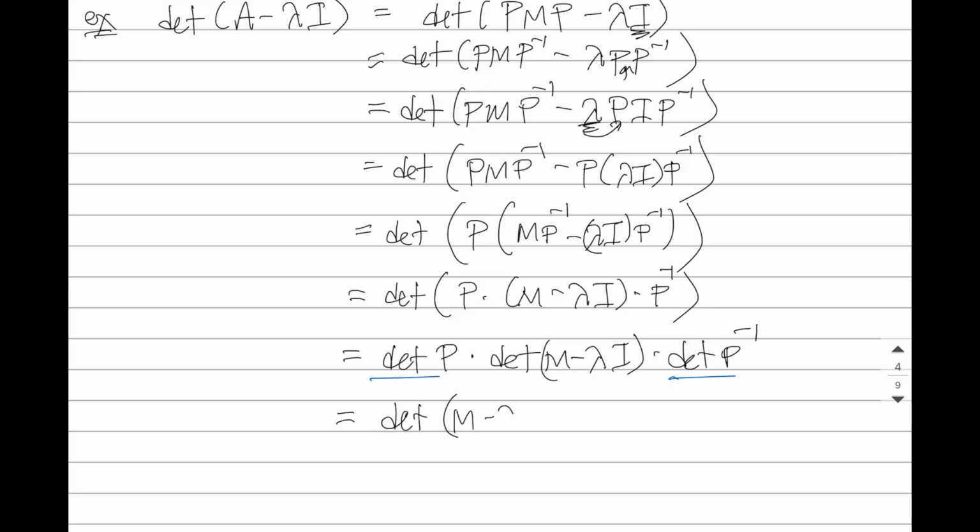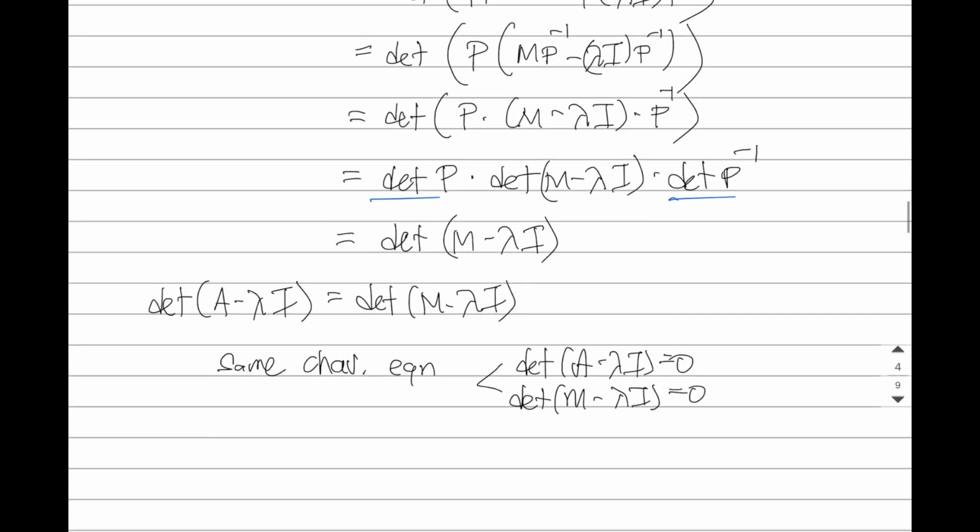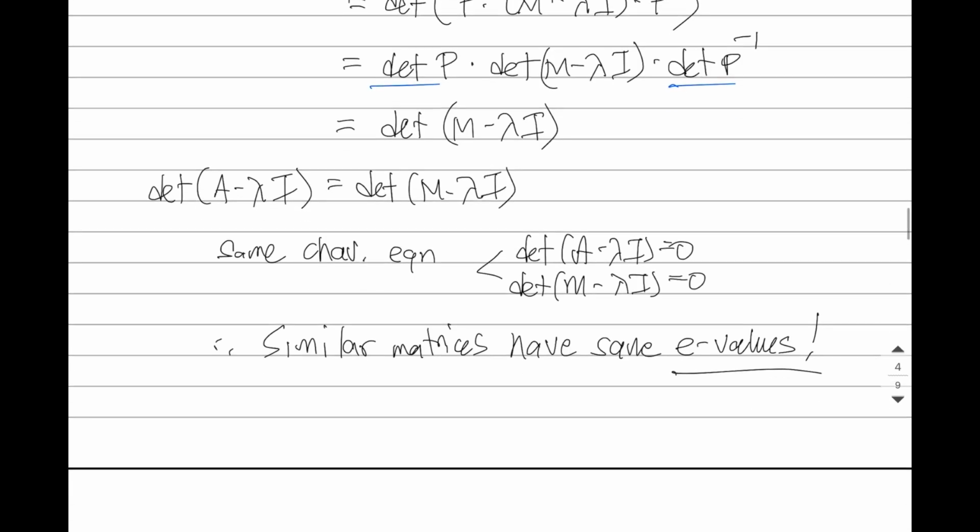The determinant of A minus lambda I is equal to the determinant of M minus lambda I. That means they have the same characteristic equation. Determinant of A minus lambda I is 0 is going to be exactly the same as determinant of M minus lambda I is 0. Similar matrices have the same eigenvalues. Now remember, we said similar matrices are not the same. They're not equivalent, but they do have a lot of things in common. This is a huge similarity about them.